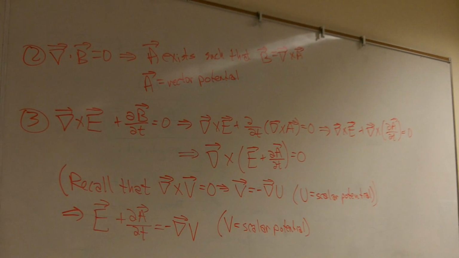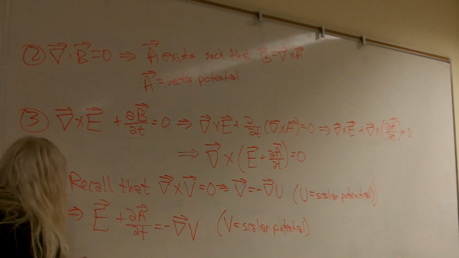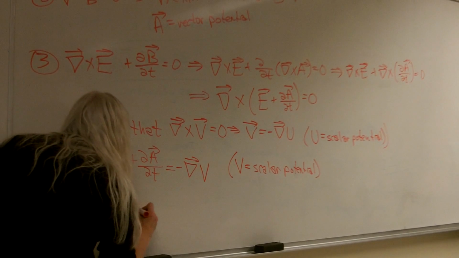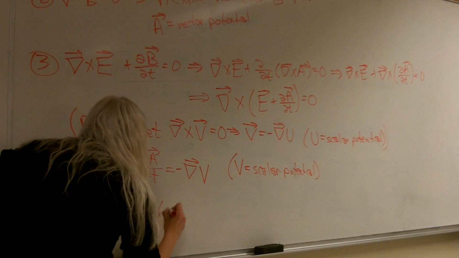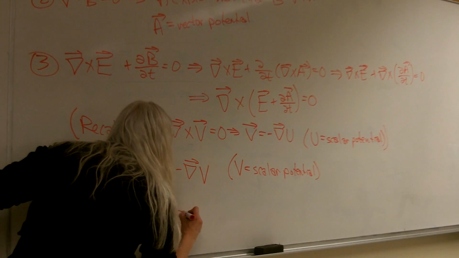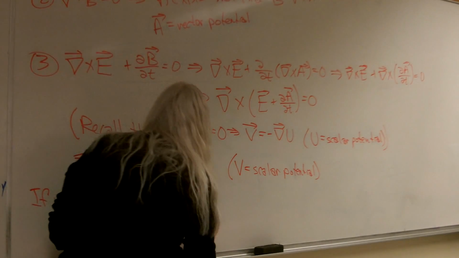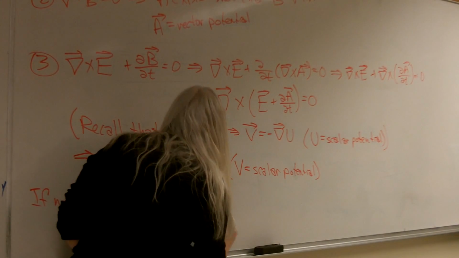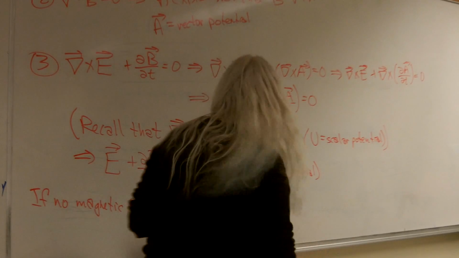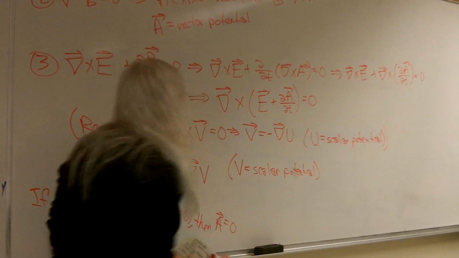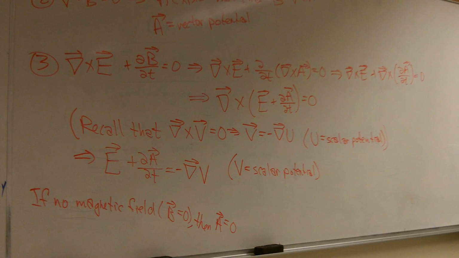Now, if there is no magnetic field, in other words, if B is 0, then A is 0 as well. Or at least A being 0 is one of the choices we can make for A.